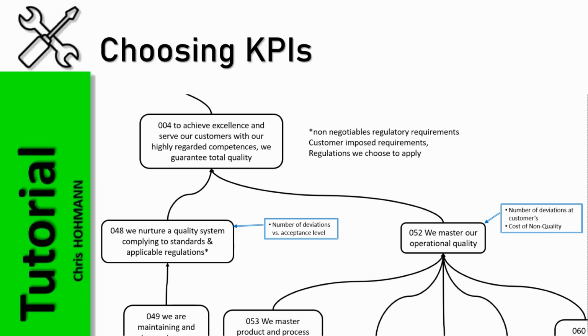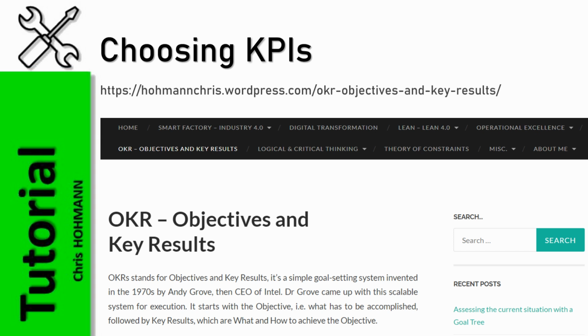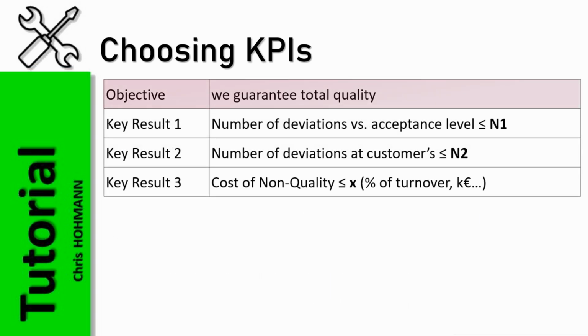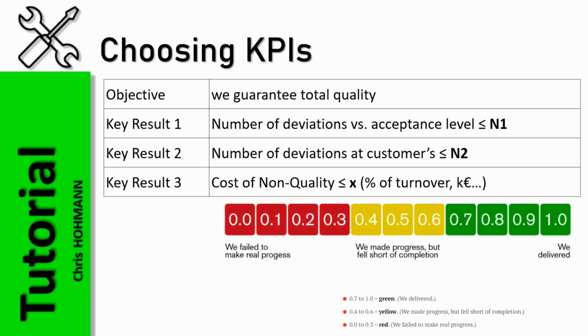For those of you familiar with objectives and key results, OKR, this is a common case of an objective, guarantee of total quality, with 3 key results to assess its achievement. Now, unlike with OKR, where achieving an average of 70% score is considered as a fulfillment, all necessary conditions in a goal tree must be achieved 100%.